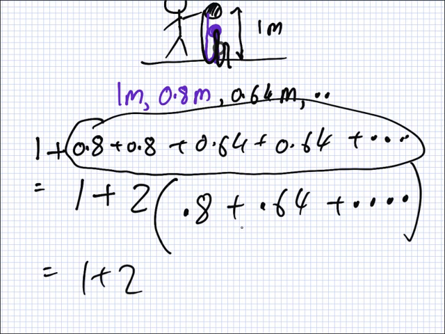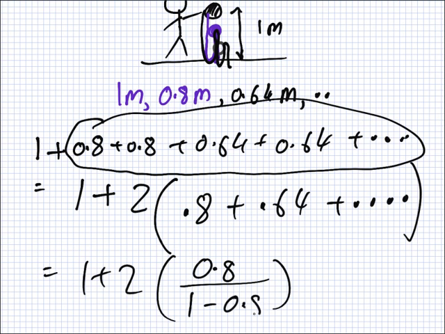And for this I can use my formula, A over 1 minus R. What's the A for this series? 0.8. And what's the R? 0.8. Isn't the A 1? No, I'm only looking at the infinite series here.